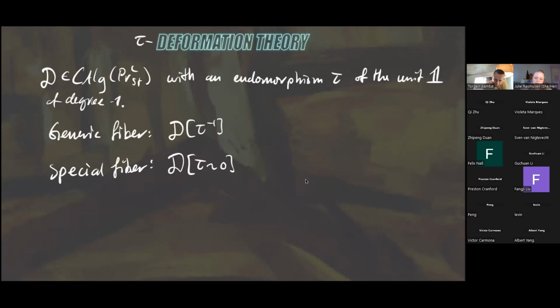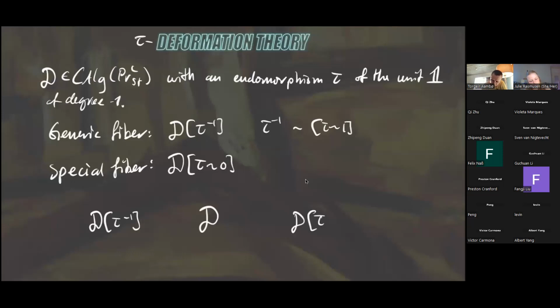And we should think about this category D as being a deformation between these two categories. So in some sense, inverting tau is like saying that tau is equal to 1. I have my category D, which has an endomorphism of the unit, and putting tau equal to 1 gives me another category, D tau inverse, and saying tau is 0 gives me another category. And this category D lives in between these two categories and deforms between them.